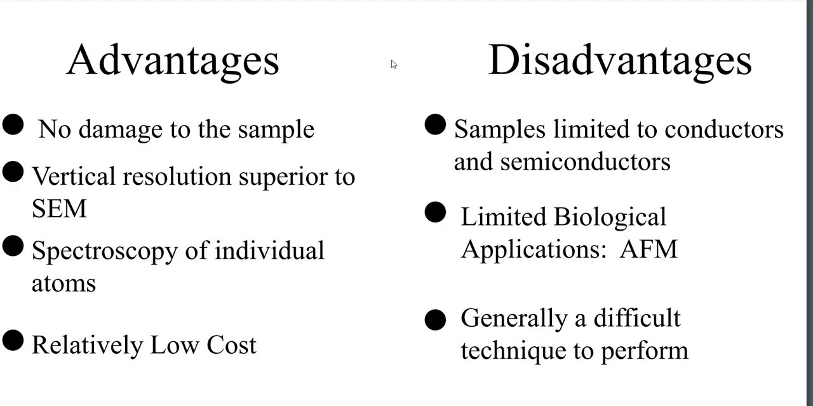Even a sophisticated machine like the STM is not without its merits and demerits. Advantages are that it does not cause any damage to the sample, and the vertical resolution is superior to the SEM. The spectroscopy of individual atoms is possible at a relatively low cost. However, the disadvantage is that the samples are limited to conductors and semiconductors, and it is generally a difficult technique to perform.